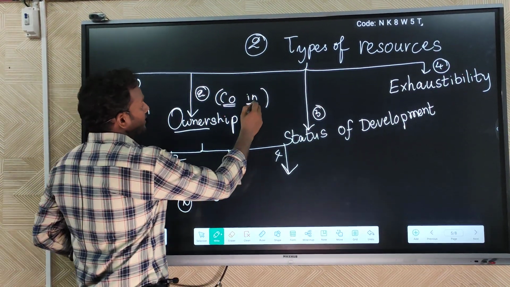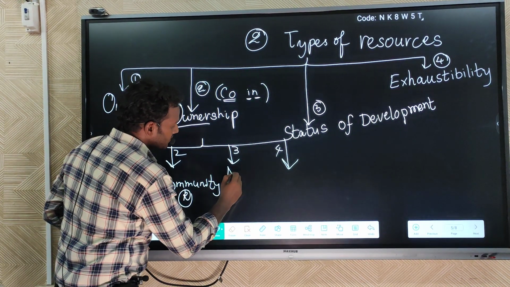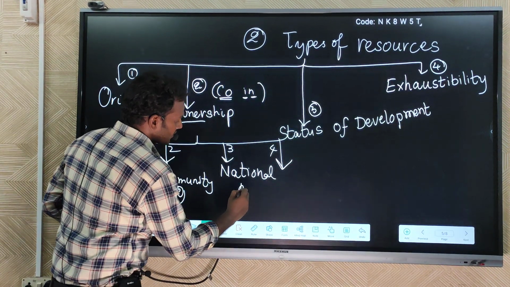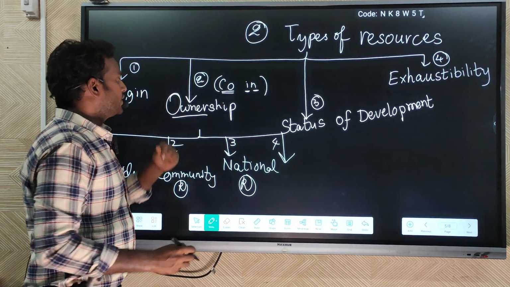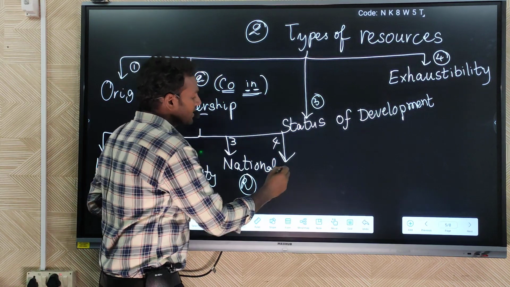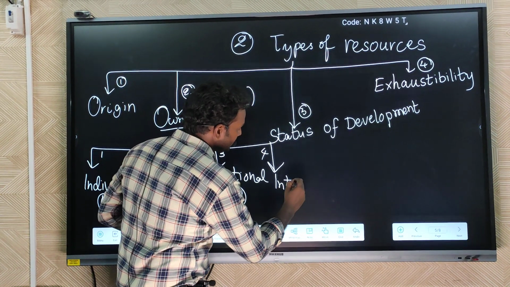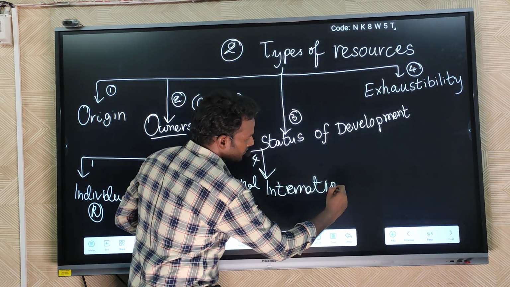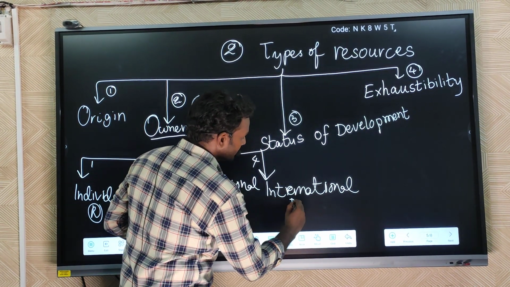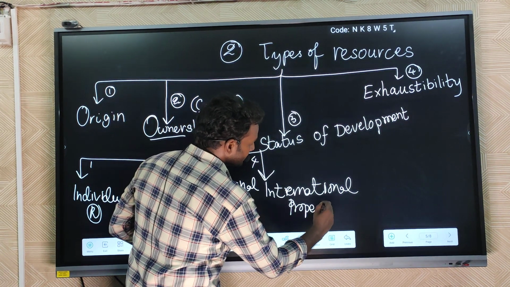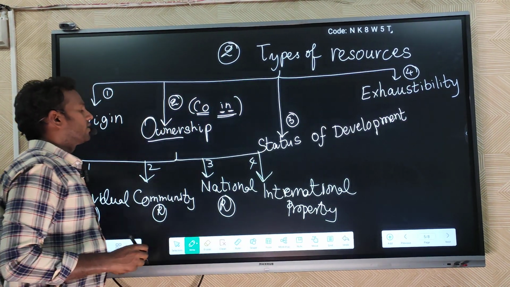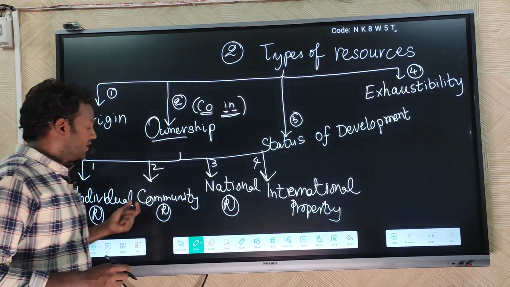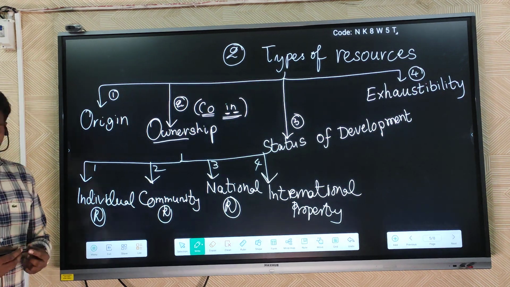Okay. Second point, N stands for national resource or national property. I stands for international property or international resources. Okay, we will discuss one by one. What is individual property? What is community property? What is national property? What is international property? What is the difference between all these properties?